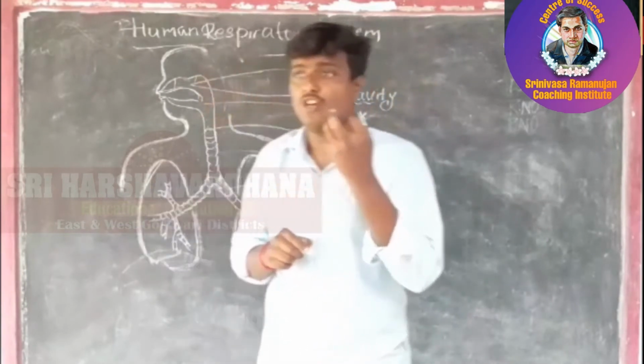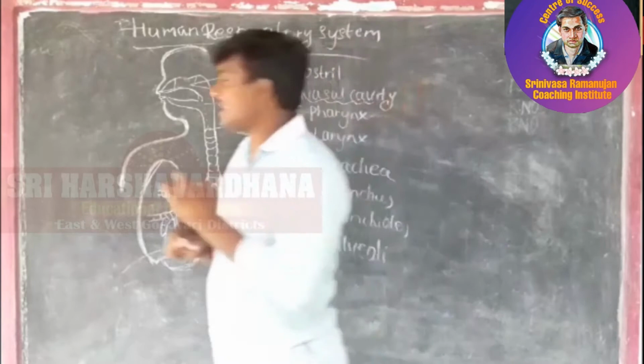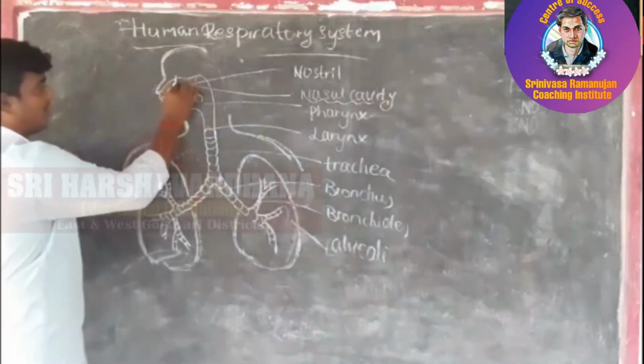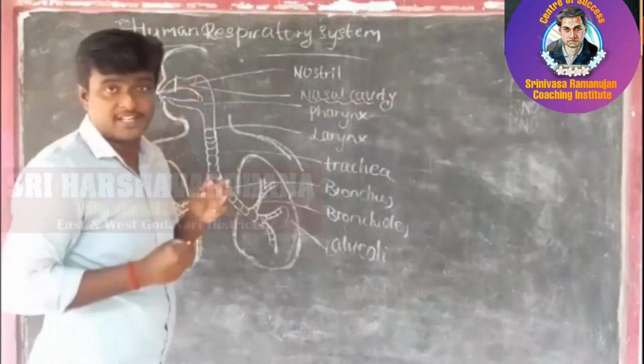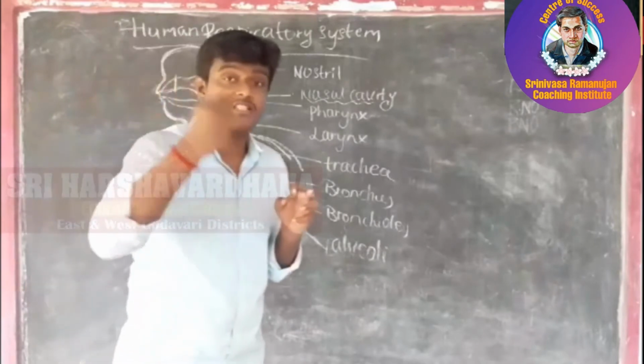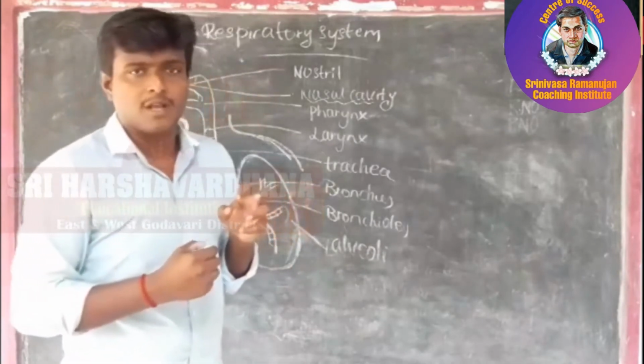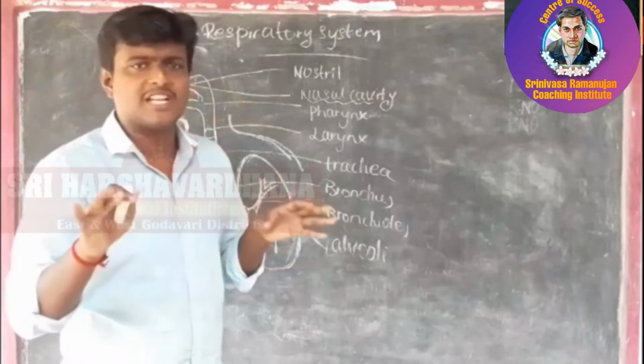We classify the nasal cavity into three chambers. What do those three chambers mean? For example, if you look at the front of the nasal cavity, what chamber is located there? That one we call the vestibular chamber. And here they are not performing any function.